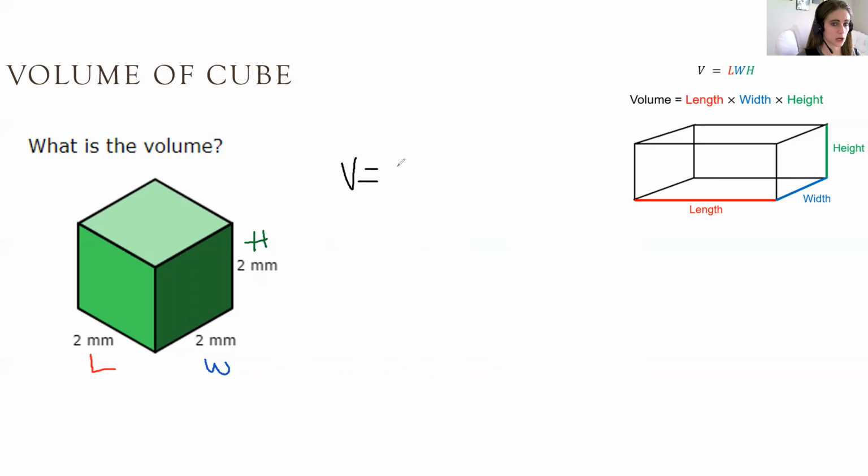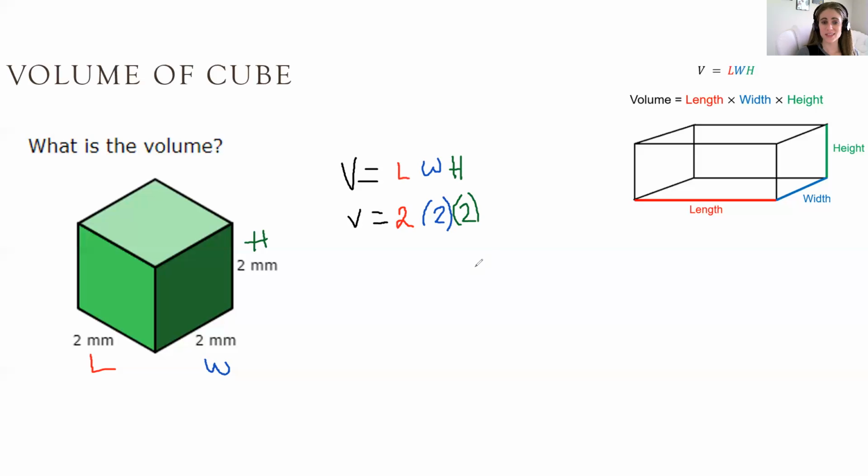So first, let's get our formula down. It's length times width times height. But we are going to substitute, we are going to fill in what we know. We know that we have a length of 2. That is replacing our L. And we have a width of 2. That is replacing our W. And we have a height of 2. That's going in for H.